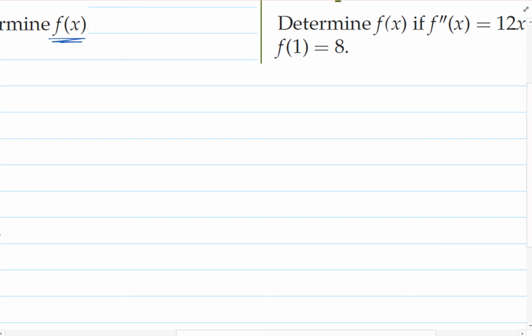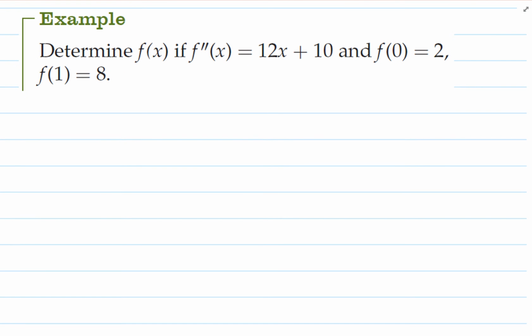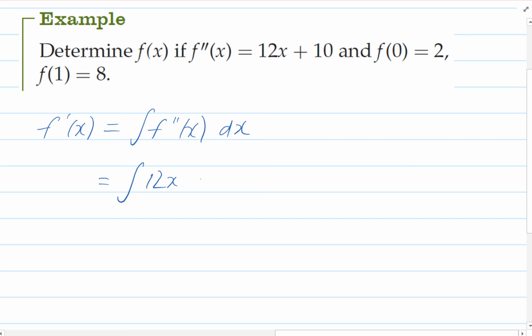Okay, in our second example, we're determining f of x when we're given the double derivative. The double derivative, and we're told two values for the function. And so what we're going to do is find f dash of x first, so the derivative, and that's going to be the integral of the double derivative with respect to x. So that's going to be the integral of 12x plus 10, which will be 6x squared plus 10x plus c. So that's f dash of x.